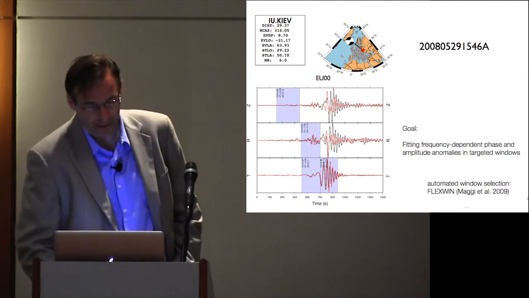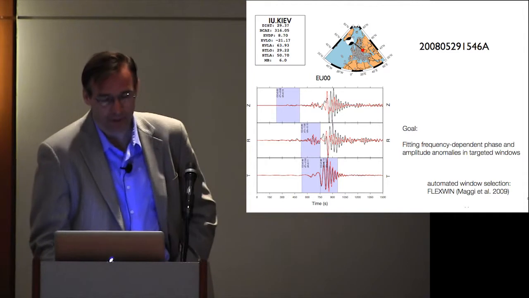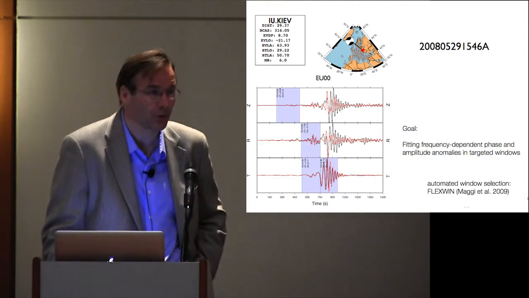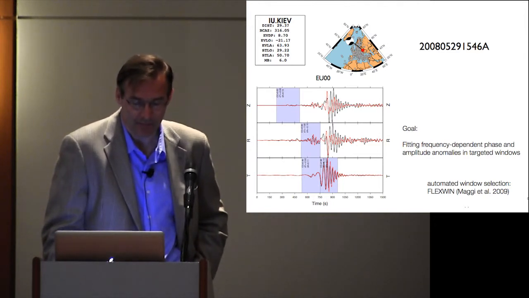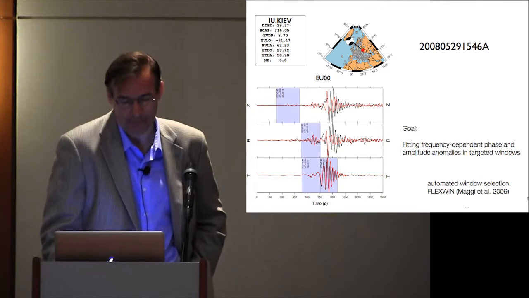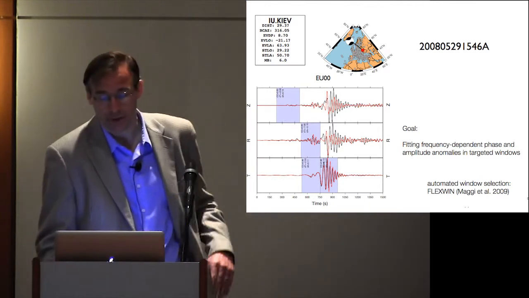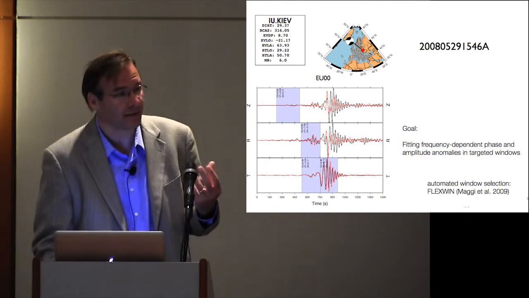So you can see, there's no pointer in this, but the Rayleigh wave on the vertical and the radial is not fit very well by the starting model, and so it's currently not selected for inversion. But the Love wave on the transverse in the bottom is already matched reasonably well, and so we're making a measurement there. So the goal is to fit frequency-dependent phase and amplitude anomalies in targeted windows.